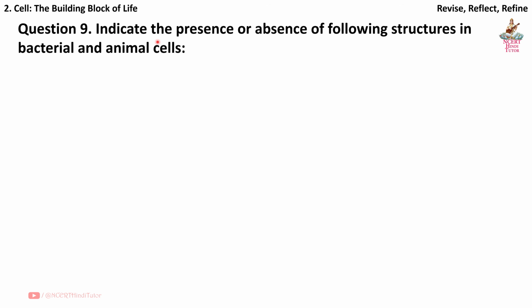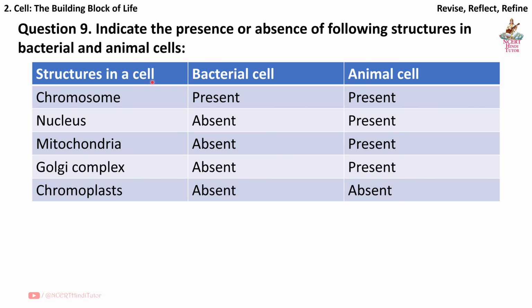Question 9. Indicate the presence or absence of the following structures in bacterial and animal cells. Chromosome: bacterial cell present, animal cell present. Nucleus: bacterial cell absent, animal cell present. Mitochondria: bacterial cell absent, animal cell present. Golgi complex: bacterial cell absent, animal cell present. Chromoplast: bacterial cell absent, animal cell absent.